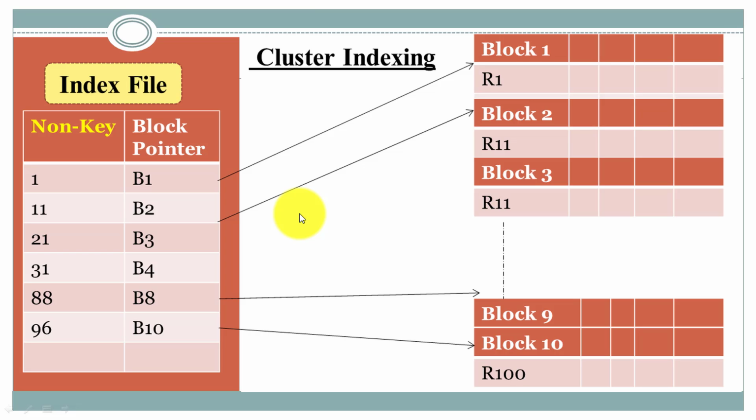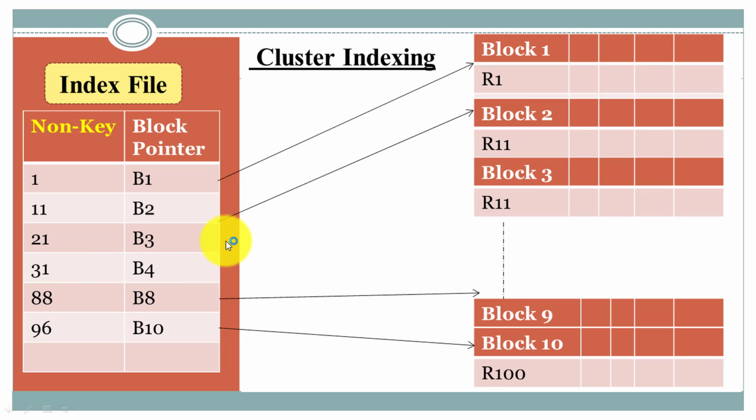It's sparse index because only a few records of non-key values are entered into the index file, and dense index because there is an entry for every unique non-key value. That's why it is called a dense index.